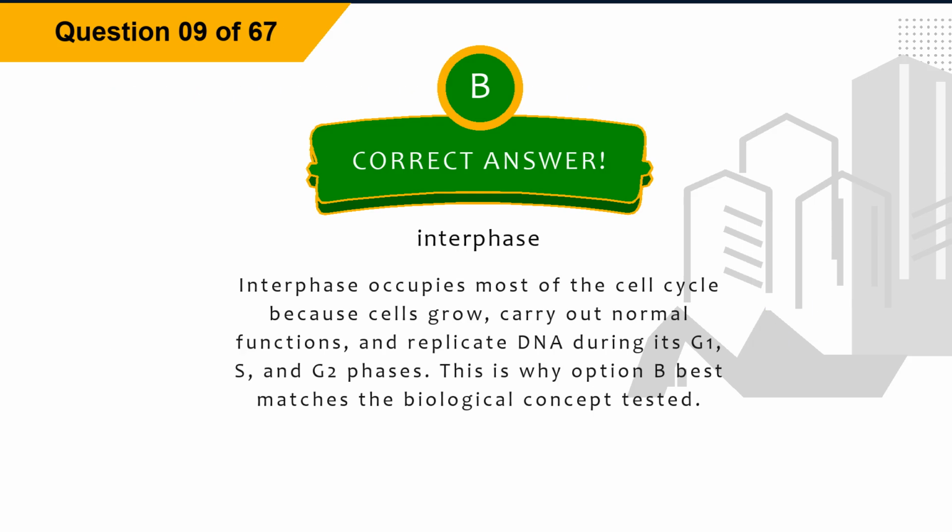Interphase. Explanation: interphase occupies most of the cell cycle because cells grow, carry out normal functions, and replicate DNA during its G1, S, and G2 phases. This is why option B best matches the biological concept tested.